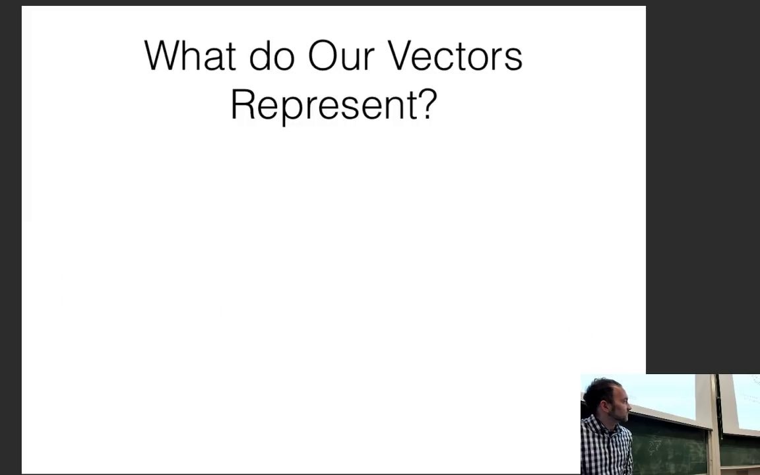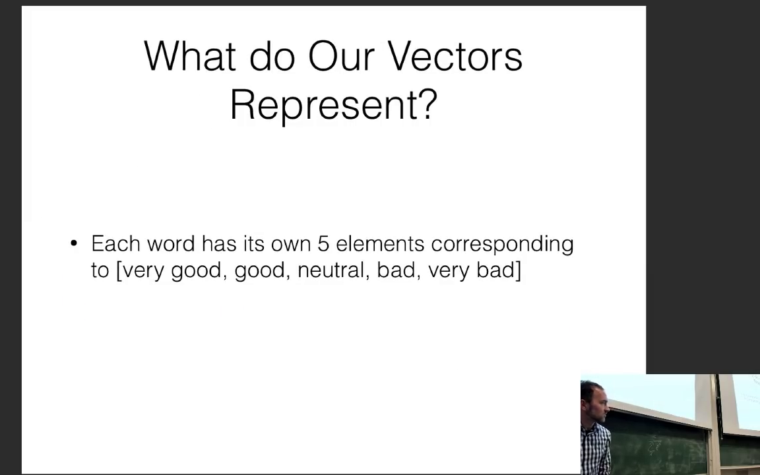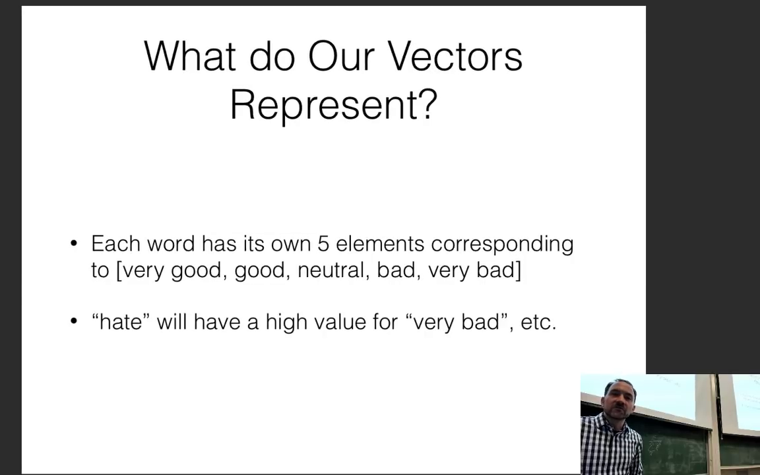And in this case, if you think about what each of the vectors represents, each word has its own 5 elements corresponding to very good, good, neutral, bad, very bad. And obviously, hate will have a high value for very bad, love will have a high value for very good, etc.